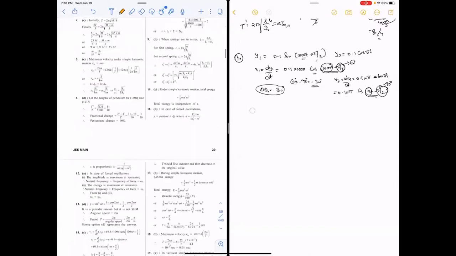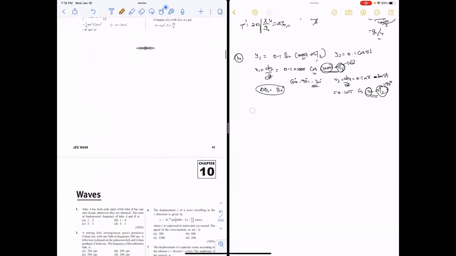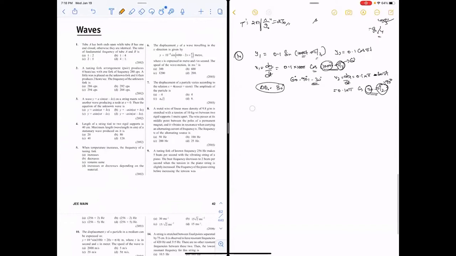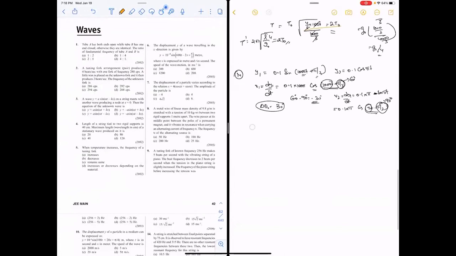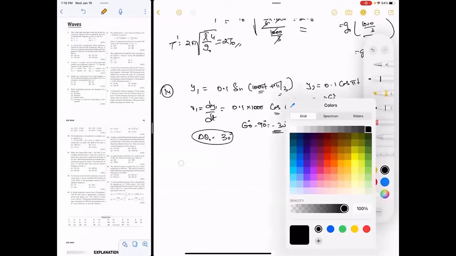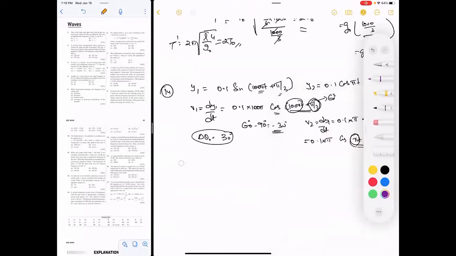Right. Next one. Waves. Let us do waves. Just go through it first. Tube A has both ends open while tube B has one end closed. So this is waves, guys.